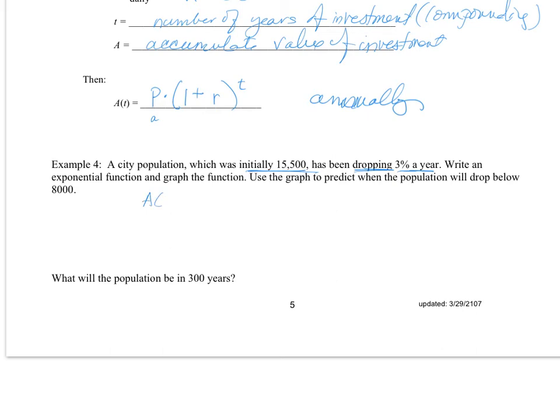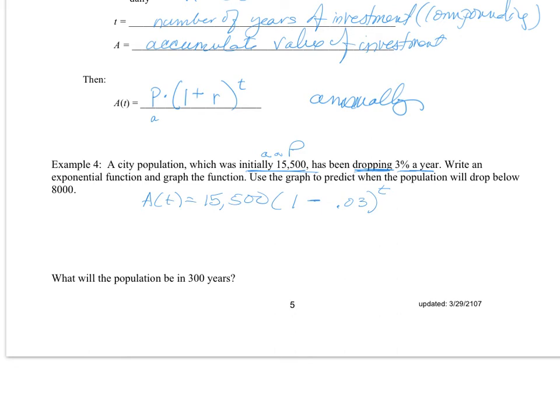So let's see. We have A of T equals the initial amount, 15,500. So this would be little a or big P. Now it's been dropping. So dropping implies that it's minus. So this formula is plus if we're adding an amount, but since we're dropping, it will be minus. Now, what is percent? 3% as a decimal would be 0.03. And it's happening yearly, annually. So the N is going to equal 1.